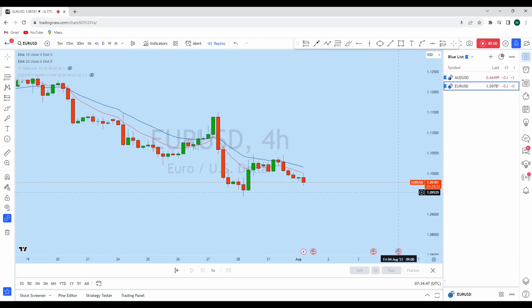Hello trader, I'm going to do a complete multi-time frame analysis on EUR/USD and AUD/USD. Both of these instruments currently show significant trading opportunity on the lower time frame.